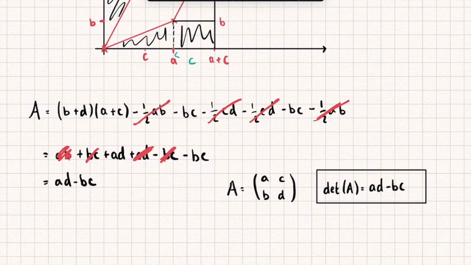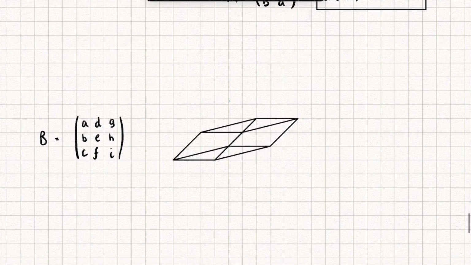Now, when it comes to 3 by 3 matrices, I'll define the formula for that in the next video. But the idea in terms of scale factors remains the same. So if we take a unit cube and we transform it by some 3 by 3 matrix B, then what this is going to do is transform this unit cube into what we call a parallelepiped, which is a shape where each side of it, all 6 sides, are made up of parallelograms.